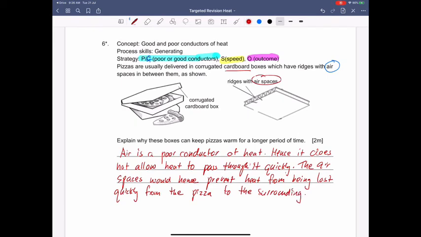Therefore, maintaining a higher temperature, if you want to add the last line in. So let's go ahead and dissect this thing as usual. So, poor conductor of heat, we're talking about P or G, does not allow heat to pass through it quickly. We're talking about speed over here. And then the outcome is that the air spaces prevent the heat from being lost quickly from the pizza to the surrounding, therefore maintaining a higher temperature for your pizza and keeping it warm.